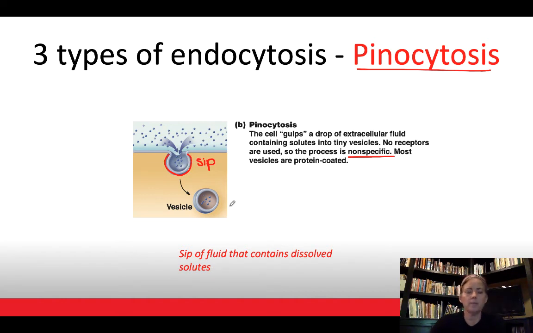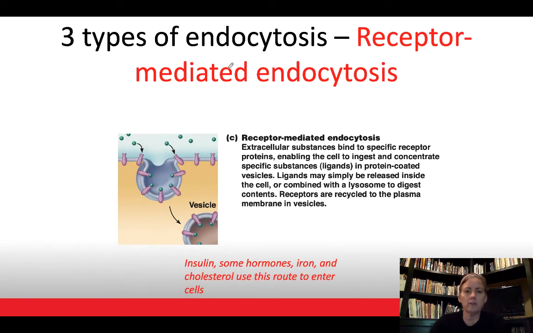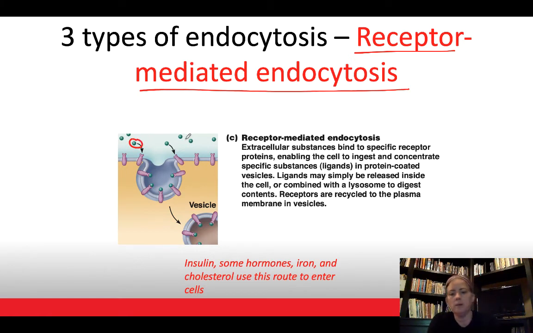So this would be considered a non-specific type of endocytosis. And then our third type of endocytosis is receptor-mediated endocytosis. And so what we have here are specific extracellular substances. Some examples of this would be hormones, some hormones throughout the body. Insulin would be a specific hormone that would react this way, cholesterol.